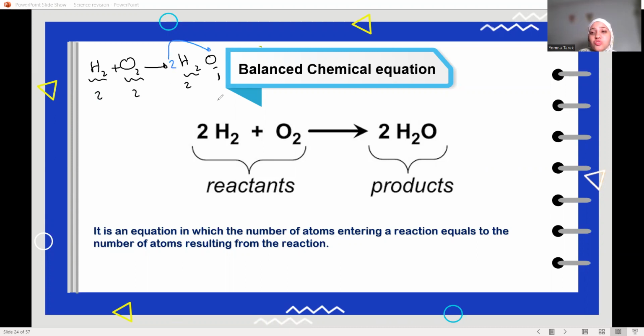So now how many oxygen do we have? 2. How many hydrogen? 4, because 2 multiplied by 2 is 4. How many oxygen here? 2. How many hydrogen? 2. So now, oxygen is 2 and here 2. But here, 4 are going out, but only 2 entering. So we have to add another 2 here. 2 times 2 is 4, and here 4. So this is how we can make any chemical equation balanced.